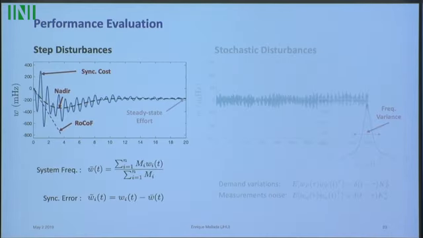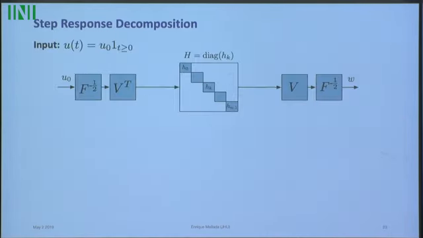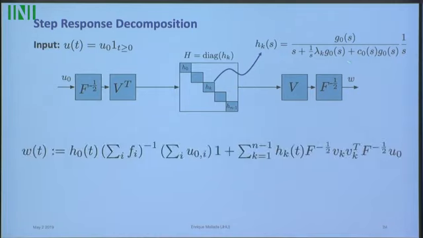Okay, what about step disturbances here? This is the same diagonalization that I had before. You put an input on some direction, and then you essentially measure the output. These have an ugly form, but the point is that it depends on your controller, the generators, and the lambda k that you have over there.